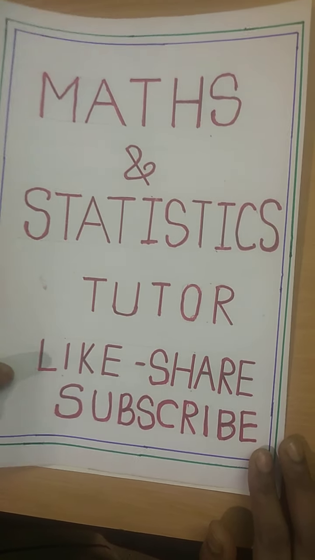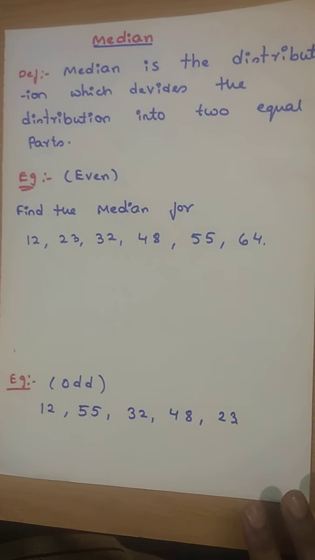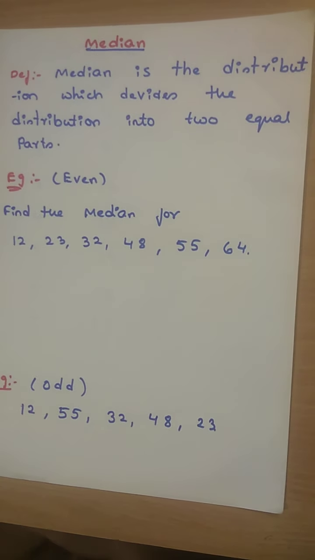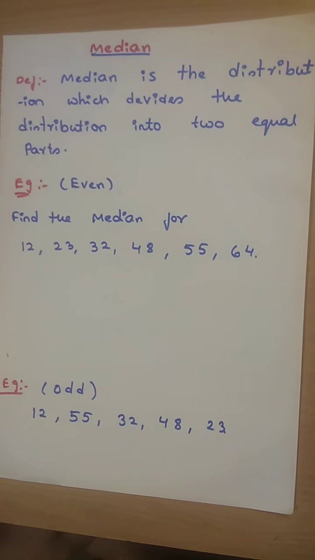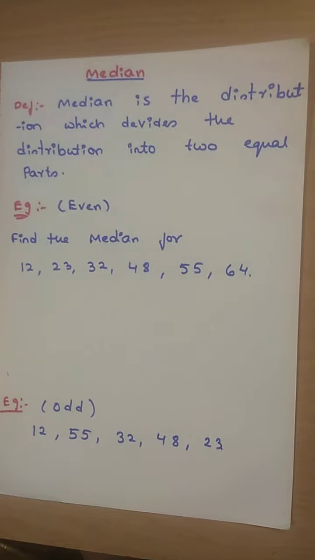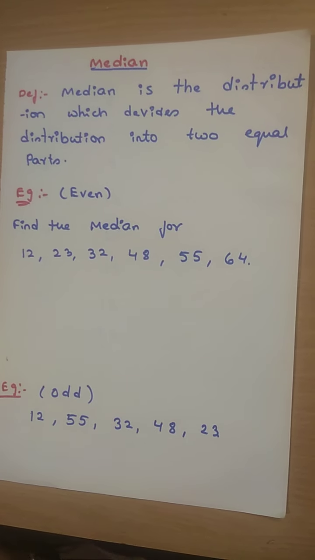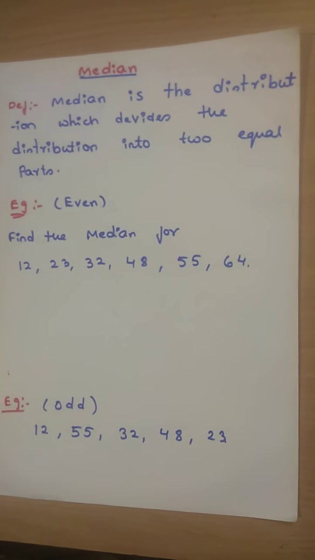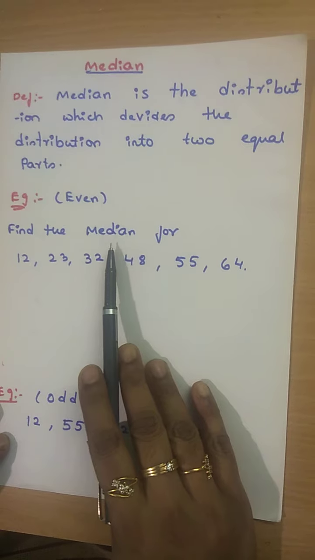Today's class is Statistics class. In my previous video, I have explained about measures of central tendency. In that, I have explained about arithmetic mean. Now I am going to explain about median. The definition of a median is the value which divides the distribution into two equal parts.